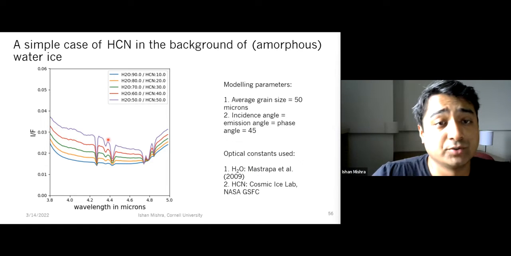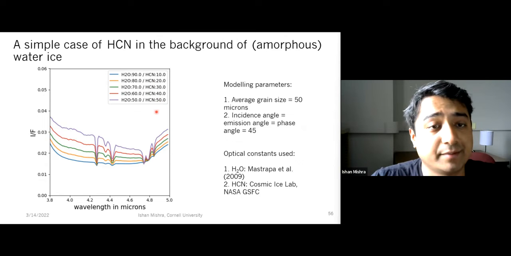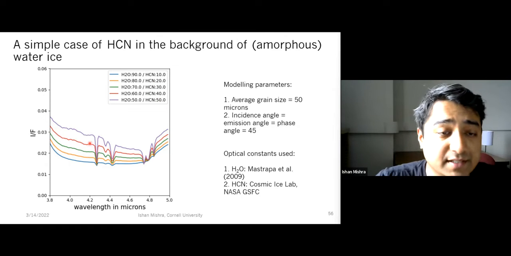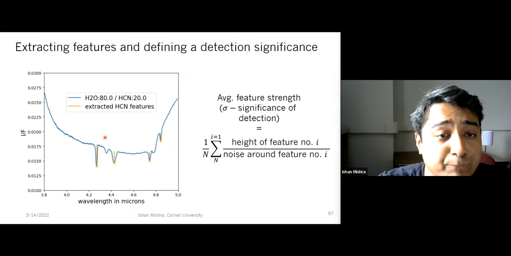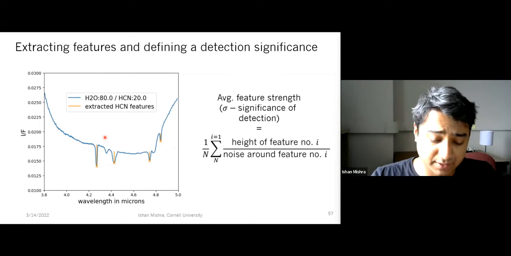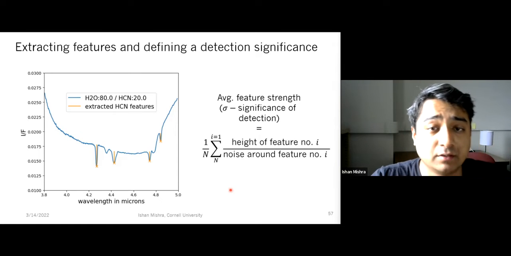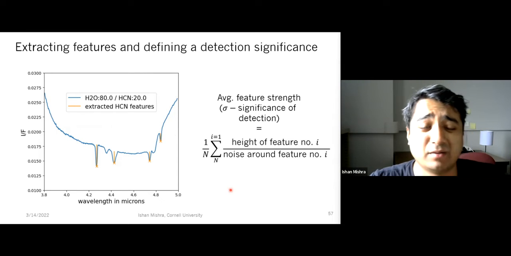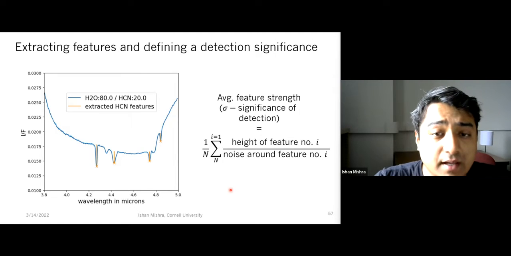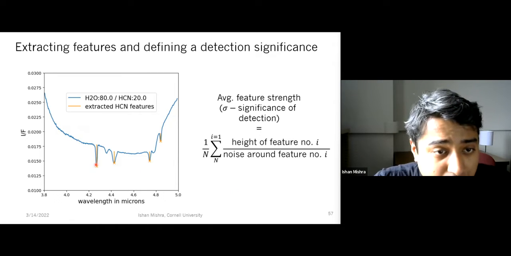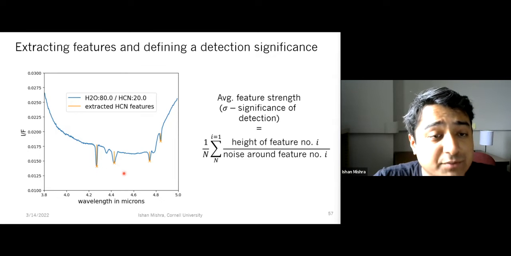In the figure here, I'm showing how the features change with increasing hydrogen cyanide abundance. It's an unrealistically high abundance, but it highlights the fact that the features do get very strong and very sharp. So what I have done in this preliminary study is define a metric which I call average feature strength, and it's a proxy for the significance of detection. Basically, it calculates how strongly these features stand out with respect to the background noise.